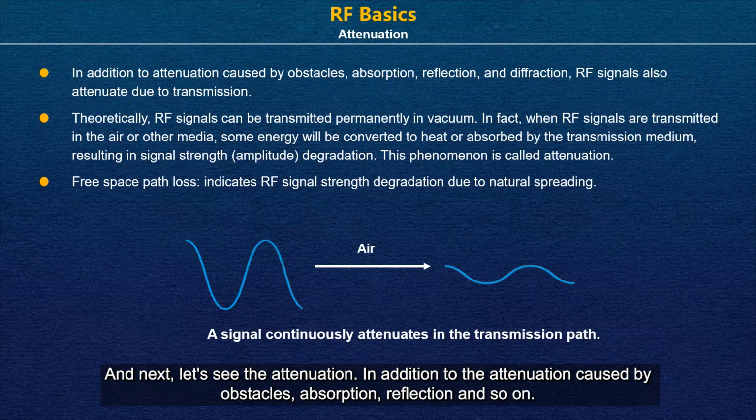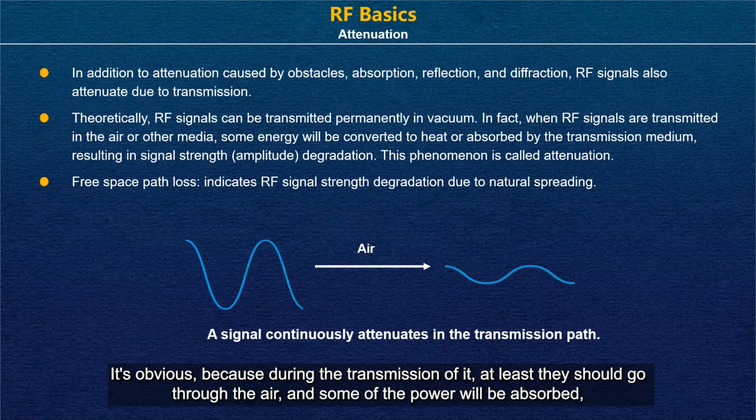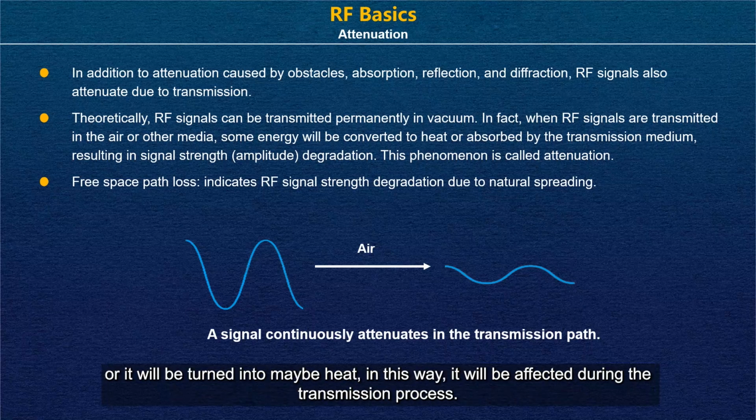And next, let's see the attenuation. In addition to the attenuation caused by obstacles, by absorption, by reflection, and so on, the RF signals also attenuate due to transmission. Because theoretically, RF signals can be transmitted permanently, but in fact, it's not. Right? It's obvious because during the transmission, it should at least go through the air, and some of the power will be absorbed or turned into heat. Right? In this way, it will be affected during the transmission process.